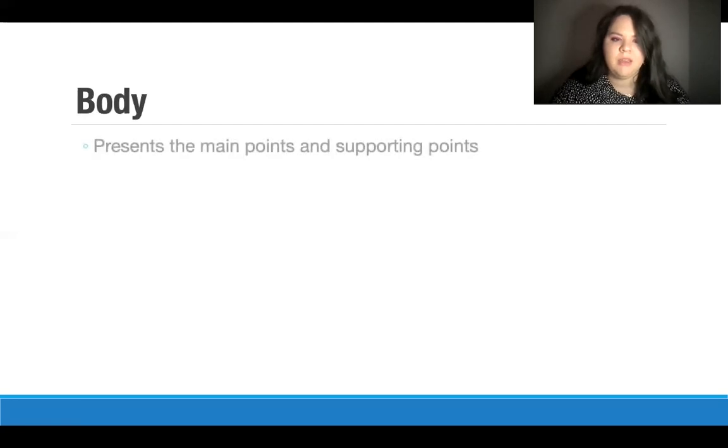Within the body, you'll present the main points and supporting points. Your main points would be the things that you would list on the outline and say, I need them to know 1, 2, and 3. The supporting points would be that ABC underneath 1, ABC underneath 2, that are going to really bring in some solidity to your argument.